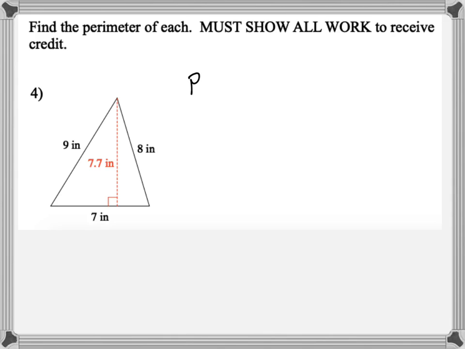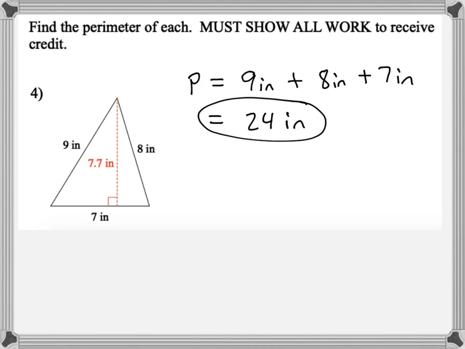So again, P is equal to add all 3 sides of the triangle together. We don't need that 7.7 inches there in red. That's an extra piece of information when all we were asked to find was perimeter. So we have 9 inches plus 8 inches plus 7 inches. When we add that together, we get 24 inches. Let's move on to finding area.